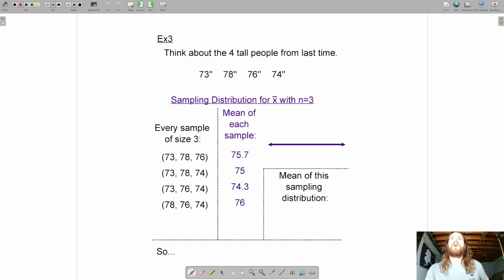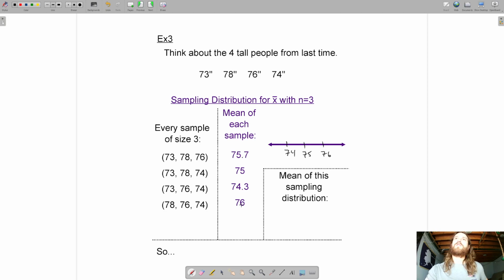Okay. What happens if we do this again, but we instead do this with a sample size of 3? So we have these 4 heights. What happens when we do this? Sample size of 3. So we'll do like 74, 75, 76, like this. So clearly you can see this is every possible sample of size 3.